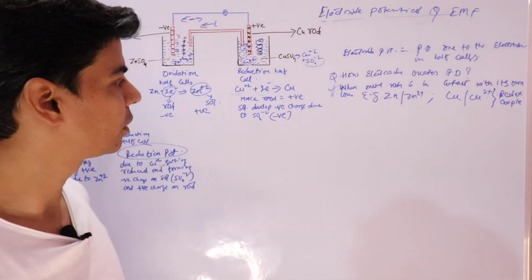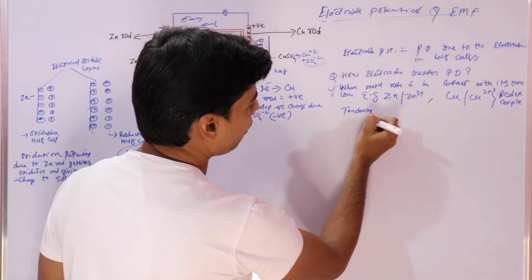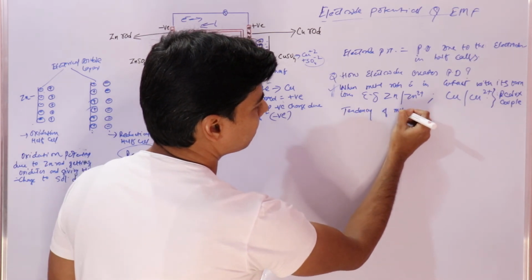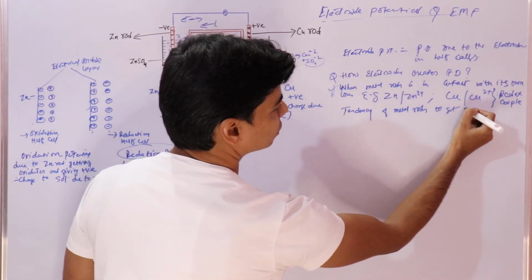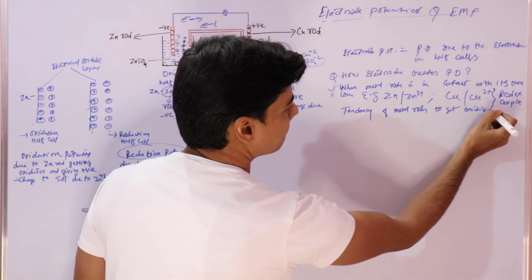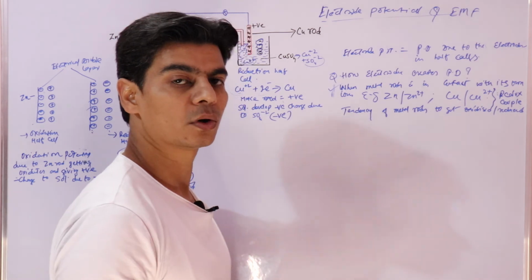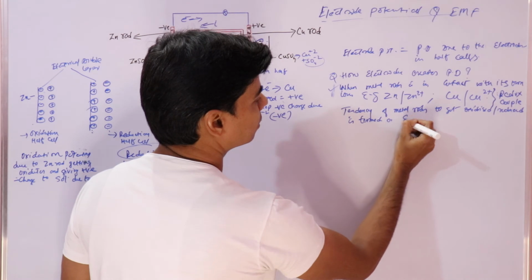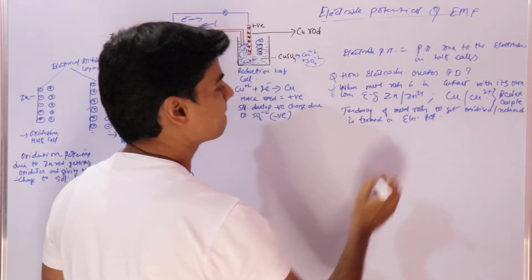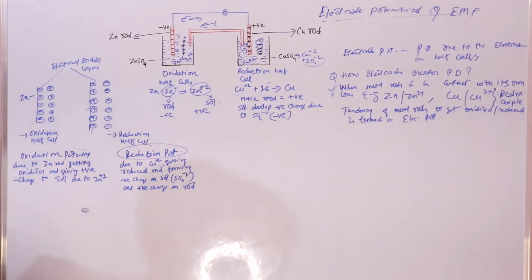These are redox couples. So the tendency of metal rods or metal electrodes to get oxidized or reduced, or the tendency of the metal to gain or lose electrons, is termed as electrode potential, right? Now this is clear what is electrode potential, oxidation and reduction potential.